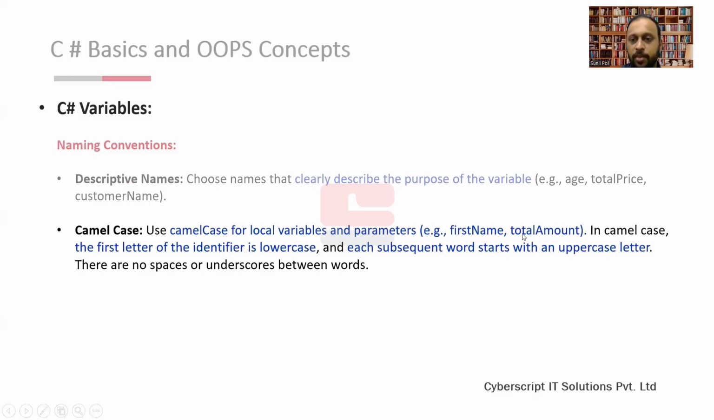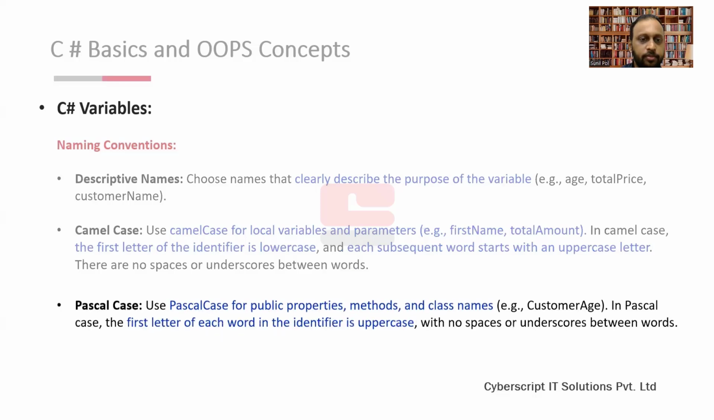Here firstName and totalAmount. In both variable names, the first character is in small letter and in subsequent words, the first character is in capital letter. In camel case, the first letter of the identifier is lowercase and each subsequent word starts with an uppercase letter. There are no spaces or underscores between words.